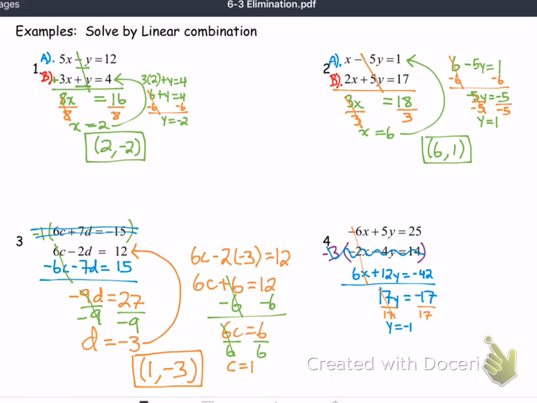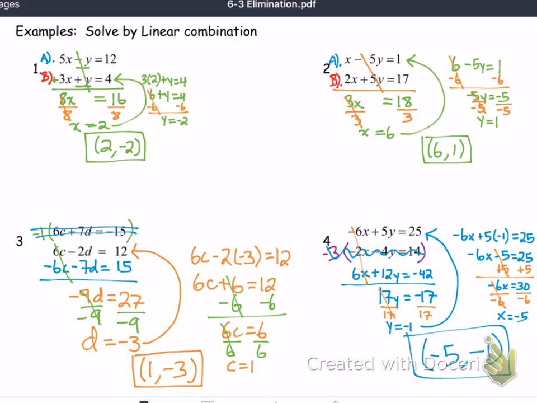After solving, I got y is equal to negative 1. Let's plug that into the equation that we didn't use and solve for x. My final solution, I got negative 5 and negative 1 for my coordinate point. Why don't you try number 5 and 6 on your own? I'll go one at a time and do 5 on my own, so I'll take little breaks here and there.